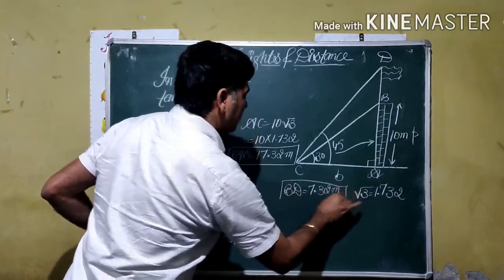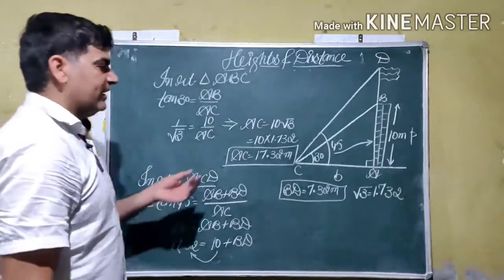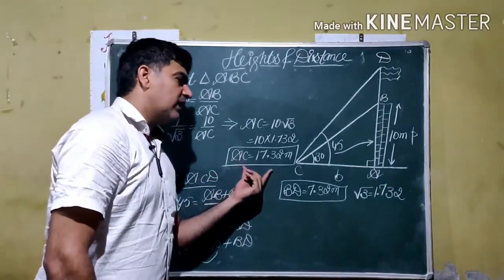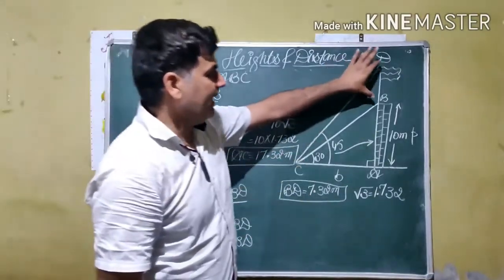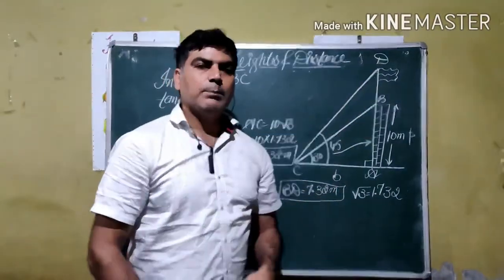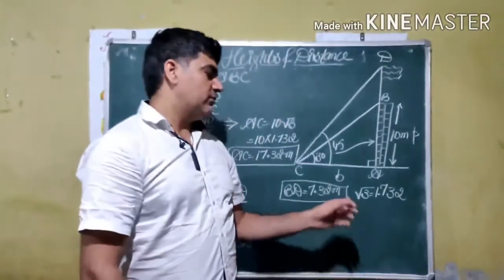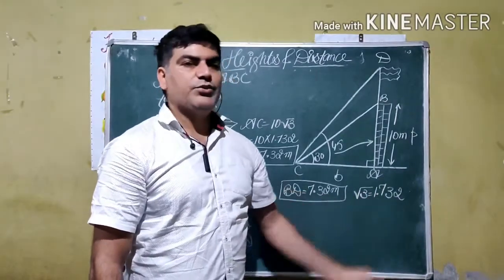So from here, with the help of T ratios, we have found the distance of the observer from the bottom of the building as 17.32 meter, and the height of the flag is 7.32 meter, because the value of square root 3 is given as 1.732.